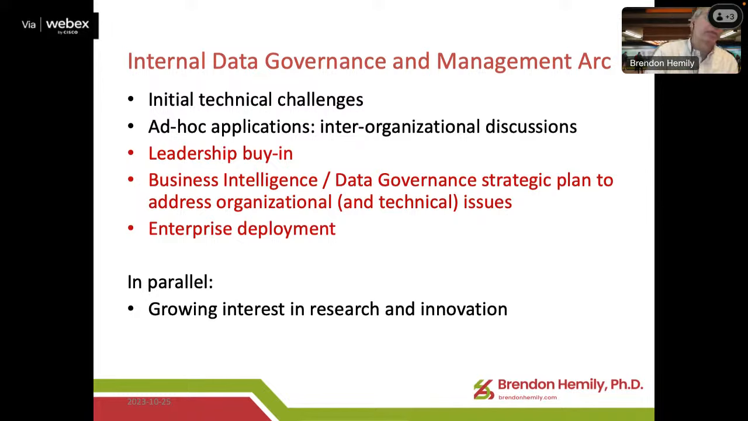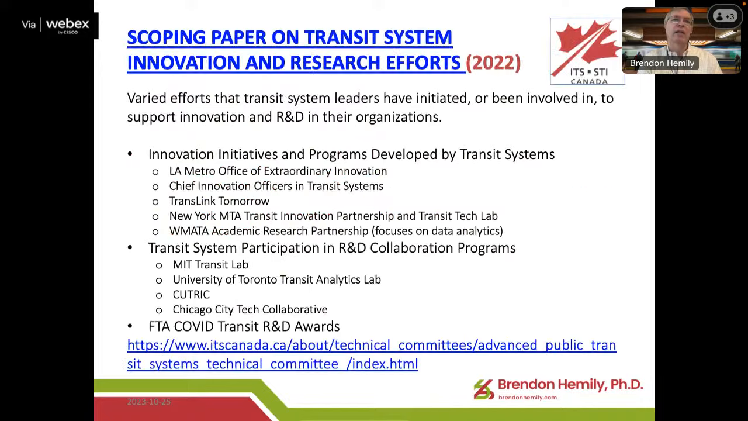But in parallel, there's been a growing interest in research and innovation, which supports all this. And there's going to be a really interesting session later this afternoon, I believe between 3 and 4, with some of the leaders who have really gotten into trying to promote research within transit agencies. And in fact, I'm chair of the Transit ITS committee called APTS at ITS Canada. A year ago, I wrote a scoping paper, a brief paper, I think it's 10 pages long or so, where I tried to inventory these kinds of efforts to promote innovation research.